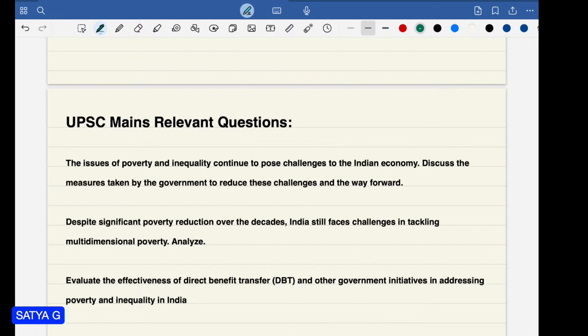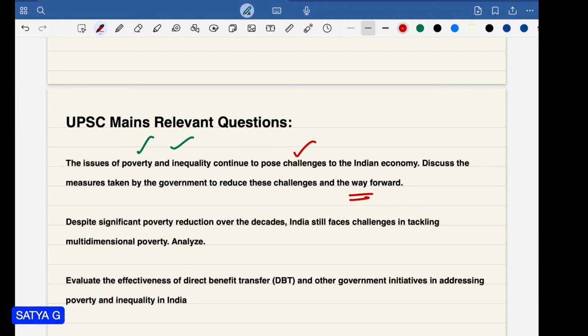So friends, the question is the issues of poverty and inequality. Poverty and inequality continue to pose challenges. Yes, definitely there are challenges for the Indian economy. Discuss the measures taken by the government of India to reduce these challenges and the way forward.